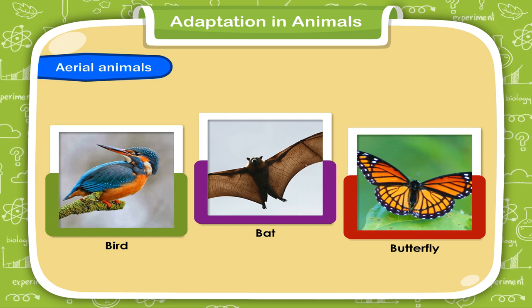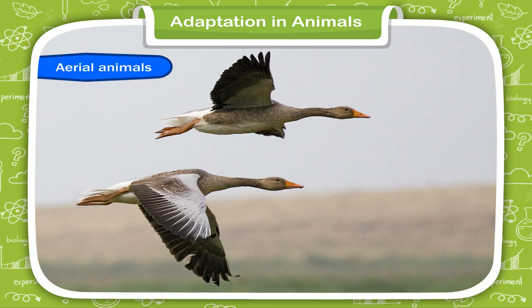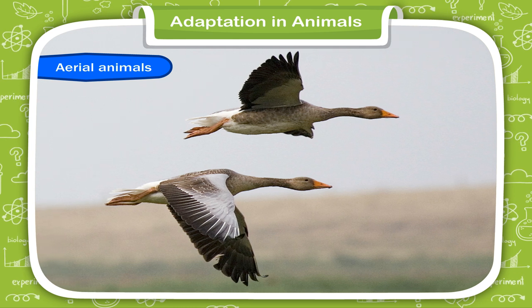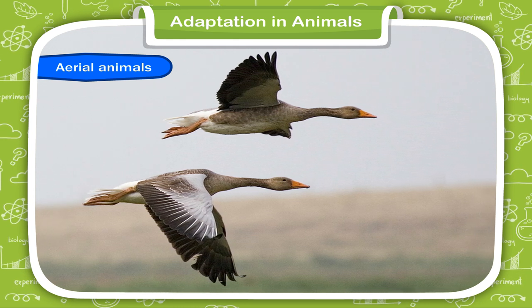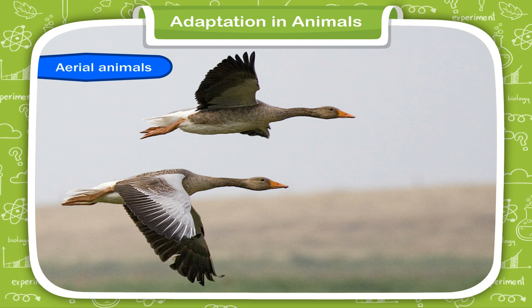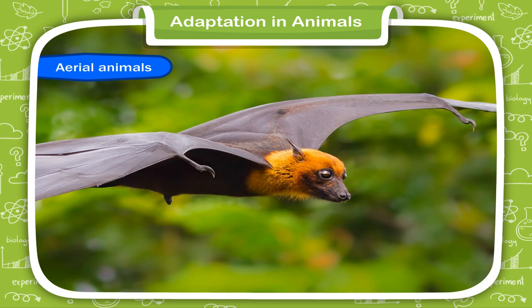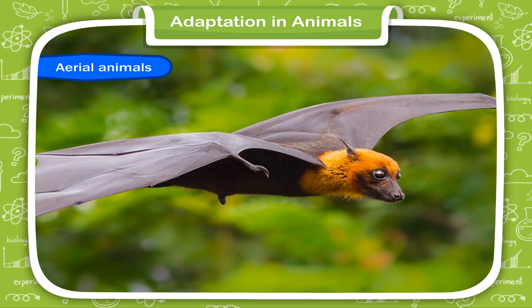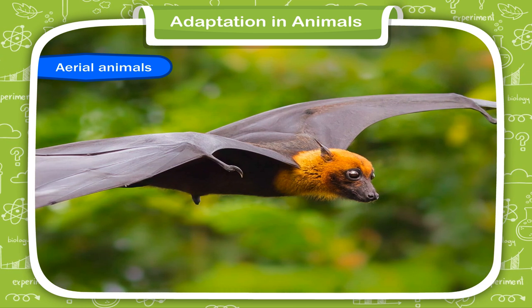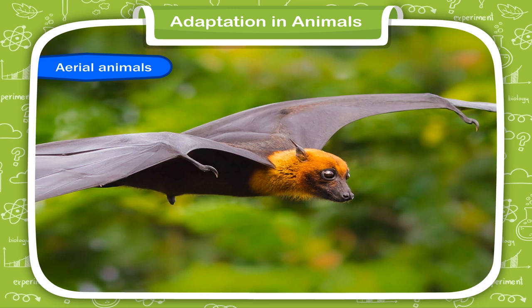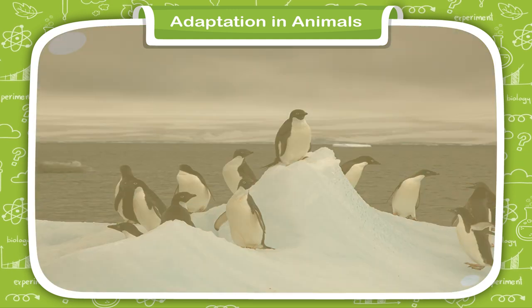They have wings to fly. These aerial animals have light and hollow bones. They also have feathers that make their bodies light in weight and help them to fly. The shape of their body enables them to cut through air easily. This type of body shape is called streamlined shape.